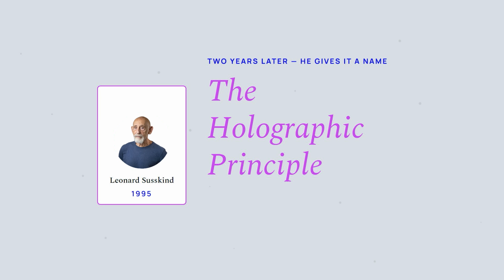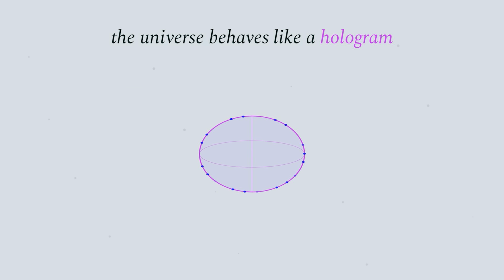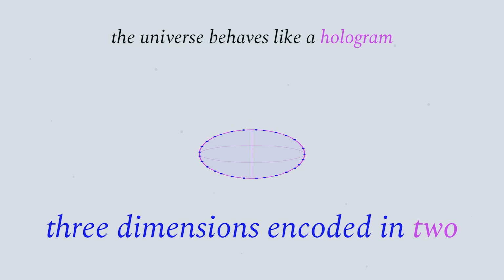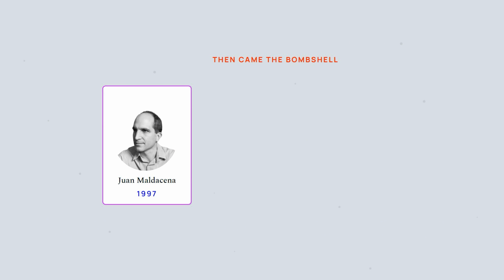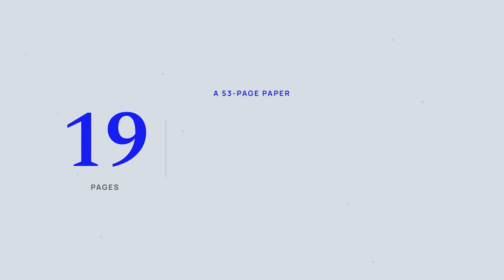2 years later, Susskind made the idea explicit and gave it the name we use today. The holographic principle. The universe behaves like a hologram, 3 dimensions encoded in 2. Then came the bombshell. In 1997, a young Argentine physicist at Princeton named Juan Maldacena published a 53-page paper that would become the most cited paper in theoretical physics history.